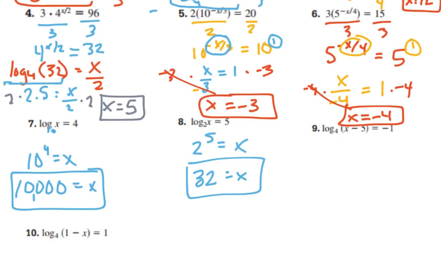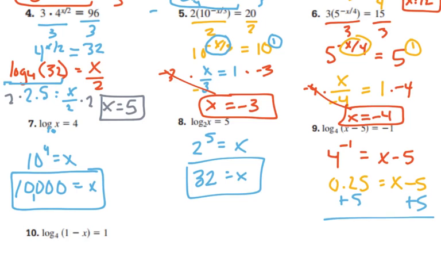Alright, and the next one, using exponents again, 4 to the negative 1 is going to equal x minus 5. 4 to the negative 1 is 0.25, and so we'll just add a 5 to both sides, and our answer is 5.25.